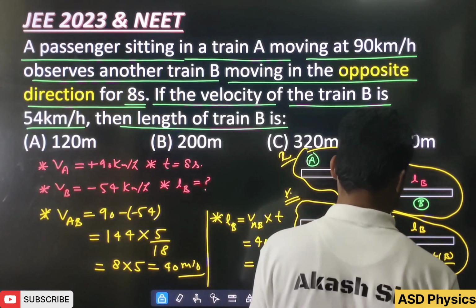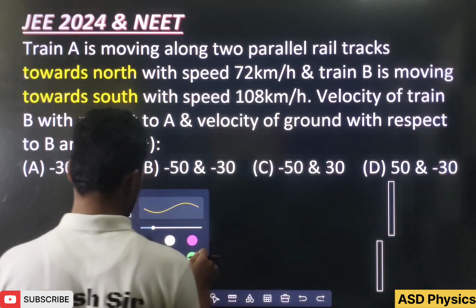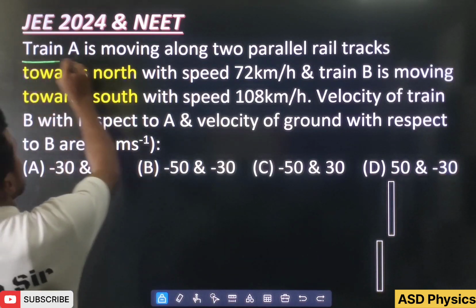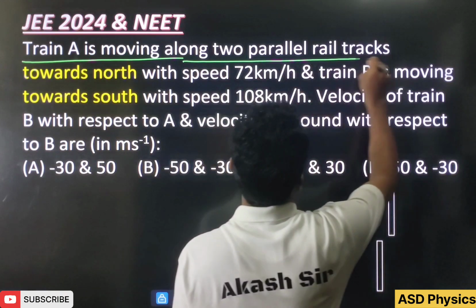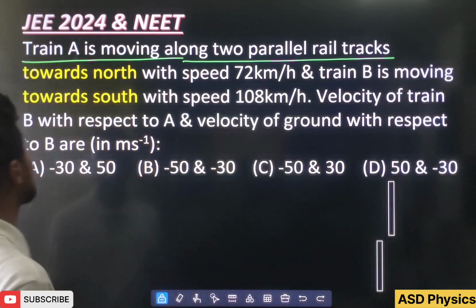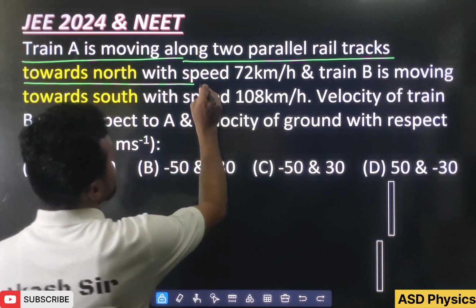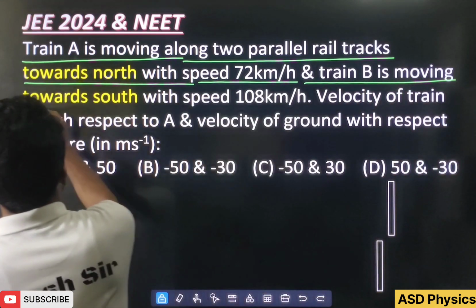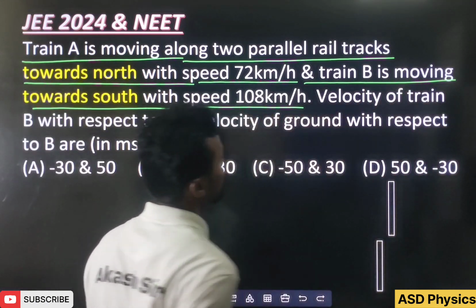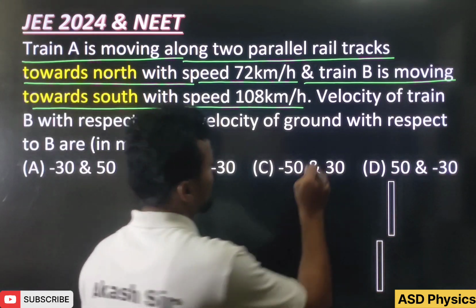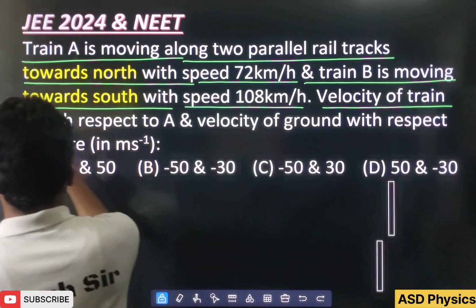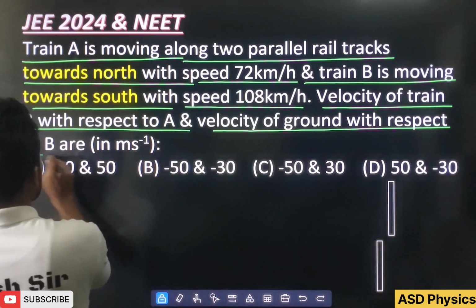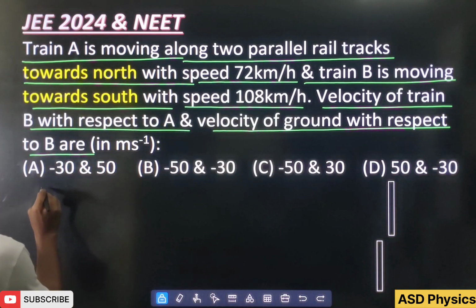Great. Now students, let's see this question. This question came in JEE 2024. Train A is moving along two parallel rail tracks towards north with speed 72 km per hour, and train B is moving towards south with speed 108 km per hour. What is the velocity of train B with respect to train A, and the velocity of the ground with respect to B? Let me write here one by one.